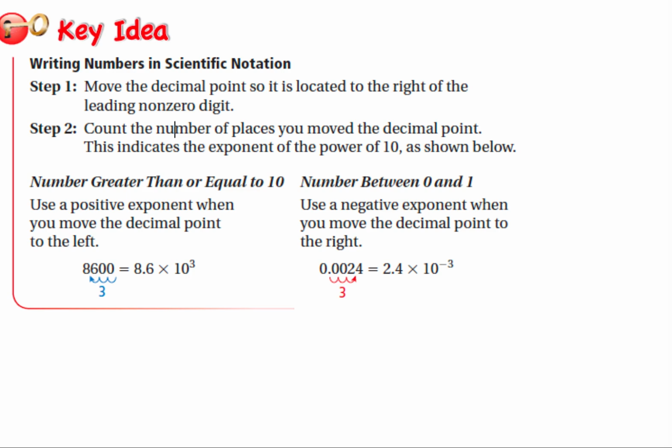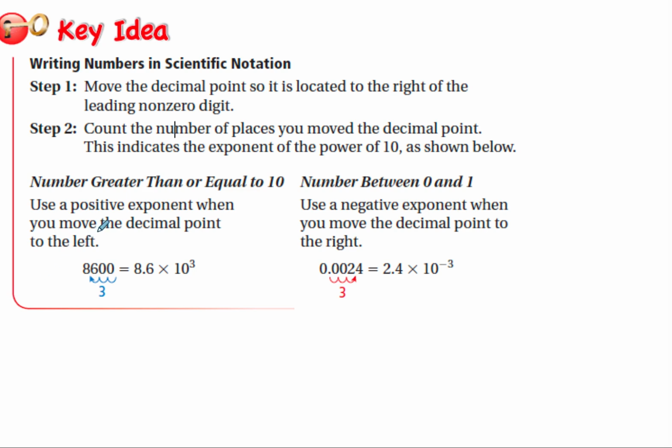So our first key idea for this one, in our last part, we were looking at numbers in scientific notation and then writing them in standard notation. For this part now, we're doing the opposite. So to write numbers in scientific notation, we move the decimal so it is located to the right of the leading non-zero digit. That means you're taking our number and making it into something between 1 and 10. Then you count the number of places you move the decimal point. This indicates the exponent of the power of 10 as shown below.